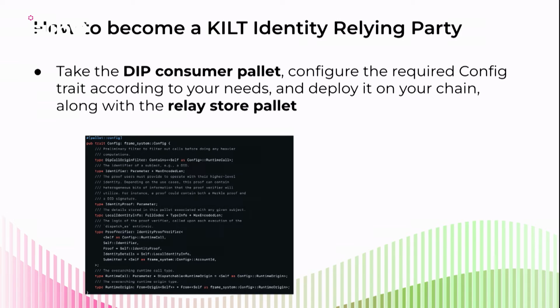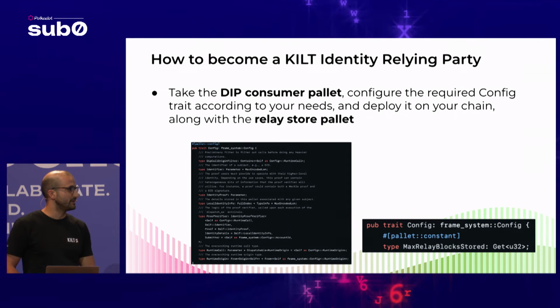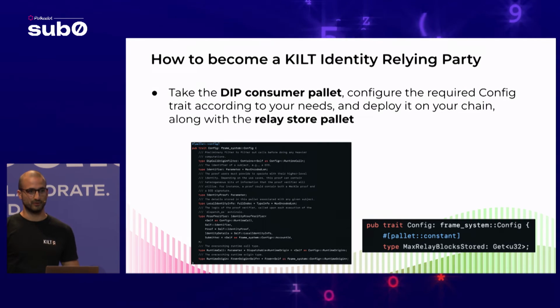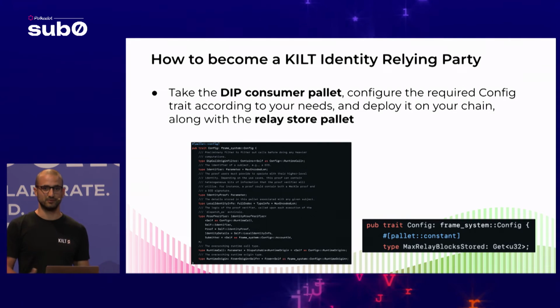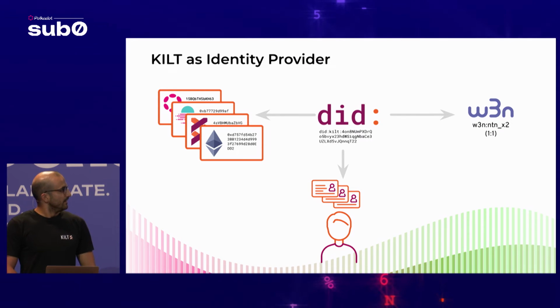It's up to the provider to specify what the proof looks like, how you store identity information from the user in your own chain, and what is the logic to verify such proofs. Usually the verifier and the proof format go hand in hand and are provided by the identity provider. And that's just the config trait for the relay store pallet. You just have to provide how many blocks in the past you want to store for the relay chain in your parachain.